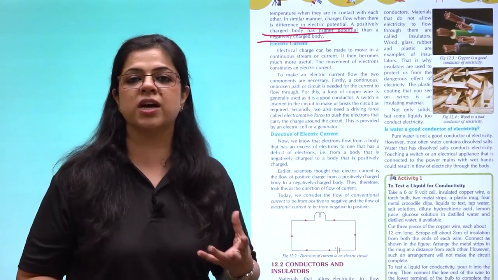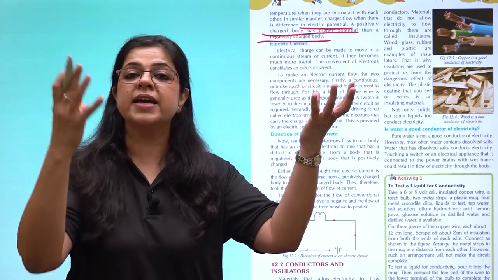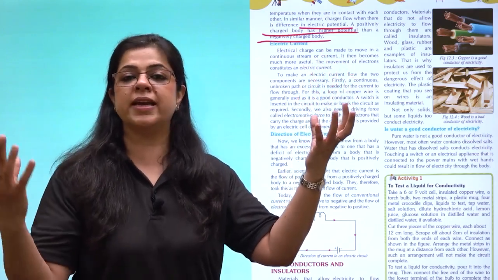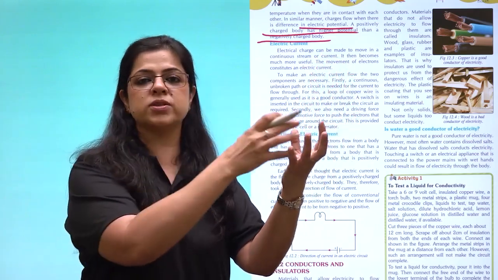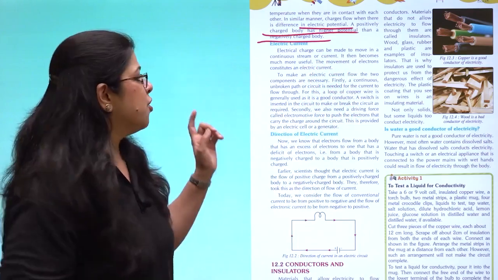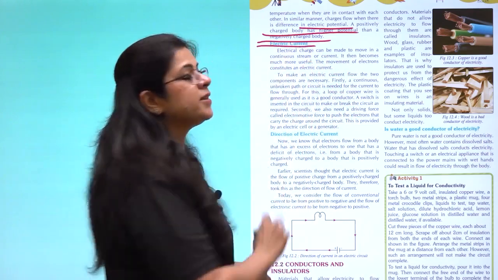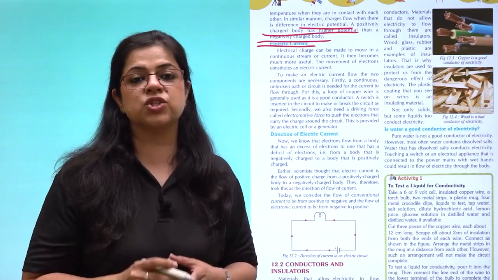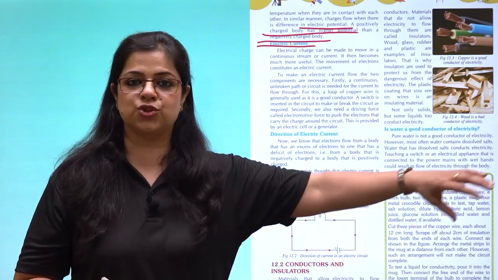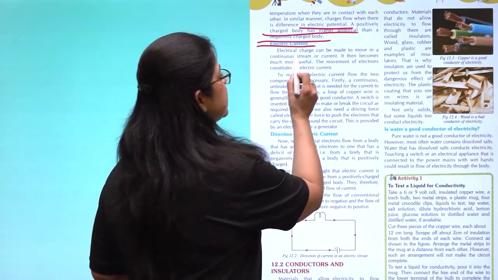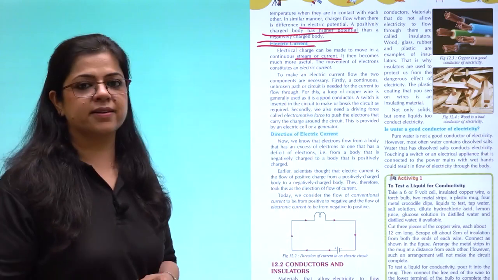Because a positively charged body is at high potential, the negative electrons of the negatively charged body go towards the positive. When we are able to maintain this flow of electric charges continuously in a stream, it is known as electric current.